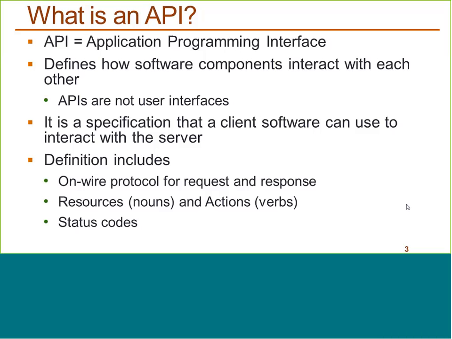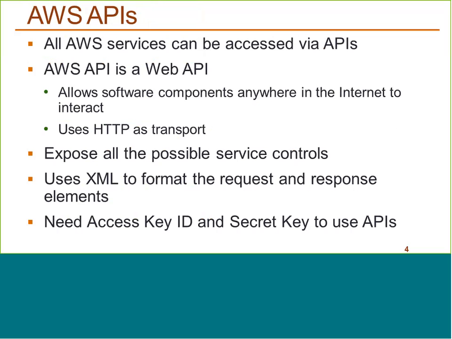Okay, so I hope this is clear. As I said, all AWS services can be accessed via APIs. The AWS API is a web API, which means that it uses HTTP as the transport, and it allows software components anywhere on the internet to interact with each other. And we've already discussed that the APIs expose all the possible controls on a particular service.